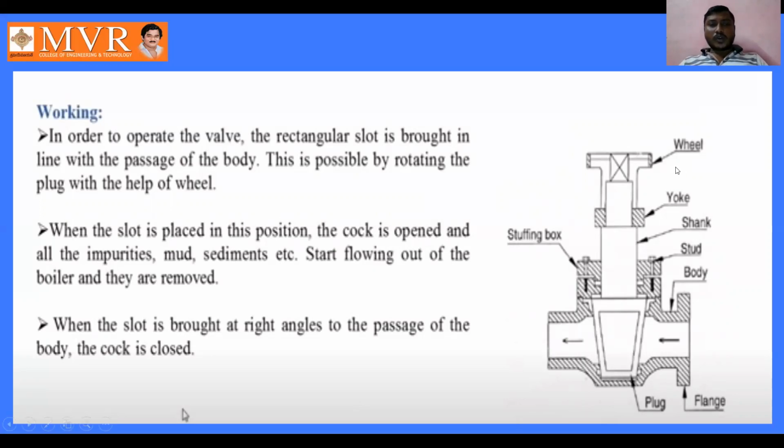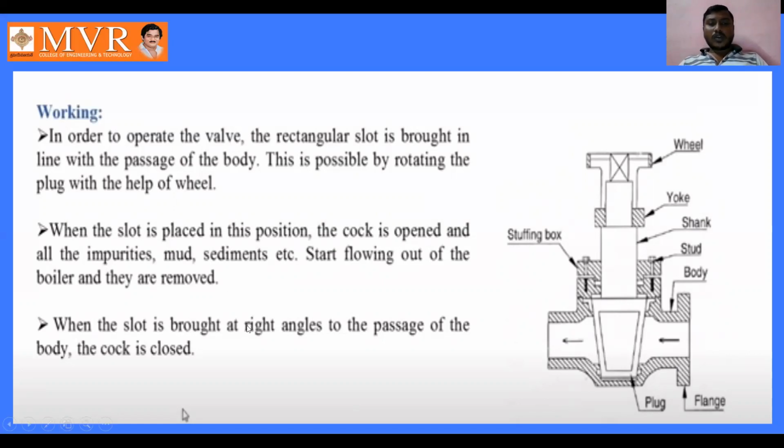When we rotate the wheel and the slot is placed in position, the cock is opened and all impurities, mud, sedimentations, etc. start flowing out of the boiler and are removed. As we have the hole here, the water flows out, and we remove the mud and sedimentations at the bottom of the boiler shell.